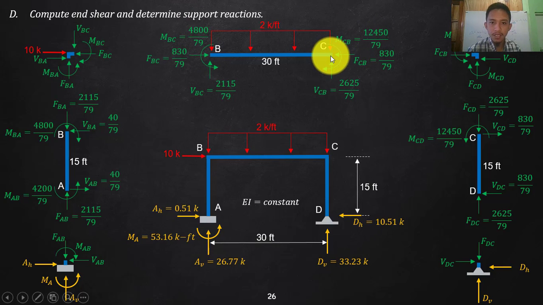So if I summate moment here, you will have that VBC going up to be 2115 over 79, and summate moment here that is 2625 over 79 going up. You can recheck that one by summating vertically, which is 60. If I add this one, that is exactly 60. So we're good. And then end shear here, okay, there is no moment at your DC at 20. So summate here, you will have your shear 830 over 79. Summate horizontally, that will be going to the other side, which is 830 still. Okay, you have your end shears.